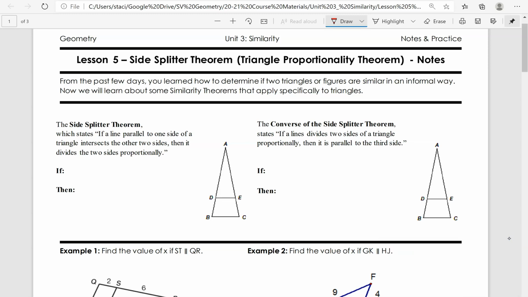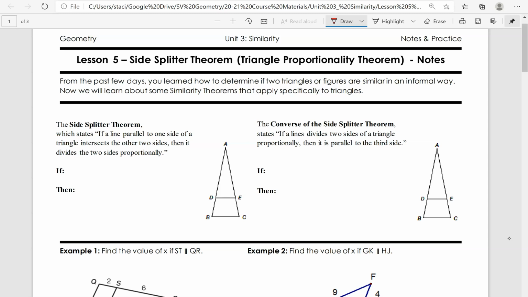Right, y'all, so over the past couple days, or really just in this unit, you've been working on understanding similarity. We started with using scale factors and performing dilations, and then we proved whether two triangles were similar. And then in lesson 4, we started working towards setting up proportions by matching up corresponding sides, and then using those proportions to solve for x, or solve for a missing side, or solve for a particular relationship. We're going to continue to build on our knowledge and understanding of similarity by looking at some very specific similarity theorems.